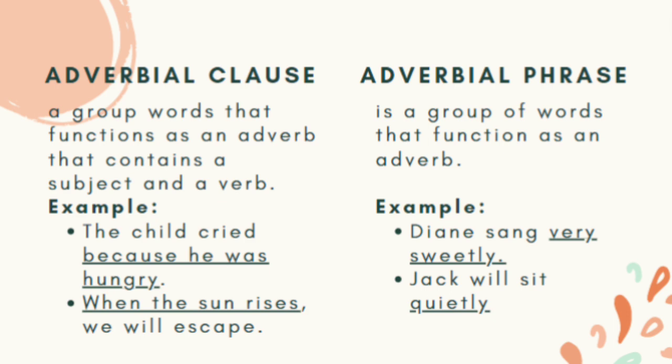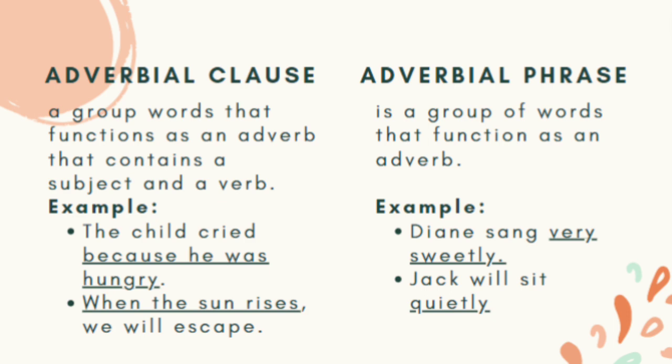So adverbs or adverbials vary in forms as follows. First, we have adverbial clause. An adverbial clause is a group of words that functions as an adverb and contains a subject and a verb. For example, the child cried because he was hungry. The underlined phrase "because he was hungry" is our adverbial clause because it contains the subject, which is he, and the verb, which is hungry.